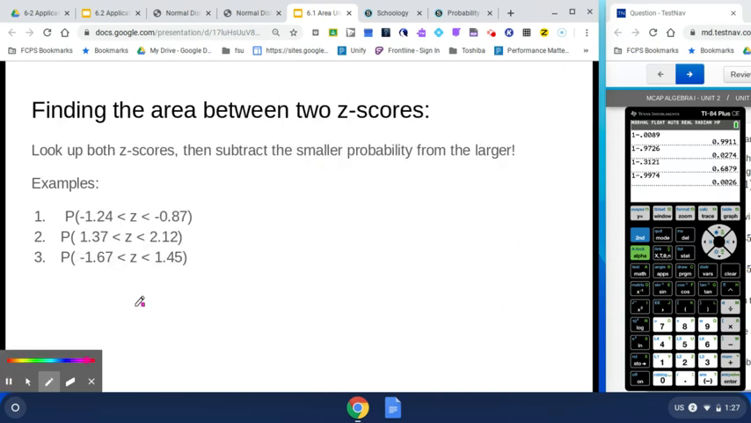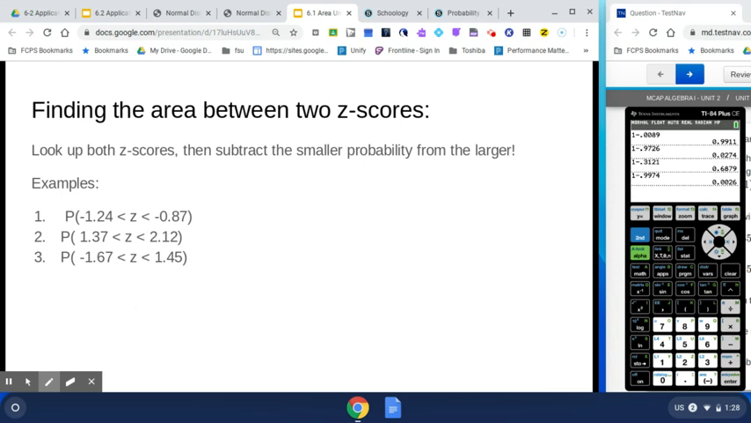If we want to find area between two z-scores, we're going to look up both z-scores on the chart, no matter whether it's the positive chart or the negative chart, and then we're going to subtract the smaller probability from the larger probability. Remember that we can never have a probability that is negative, so we want to make sure that, again, subtracting the smaller one from the larger one will give us a positive result.